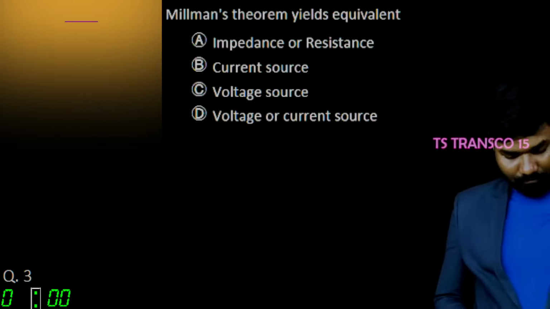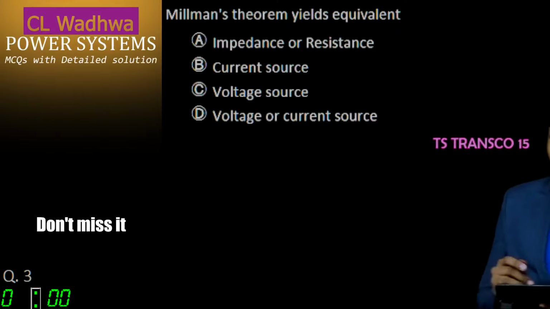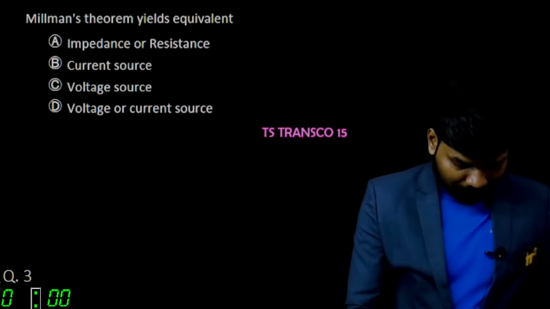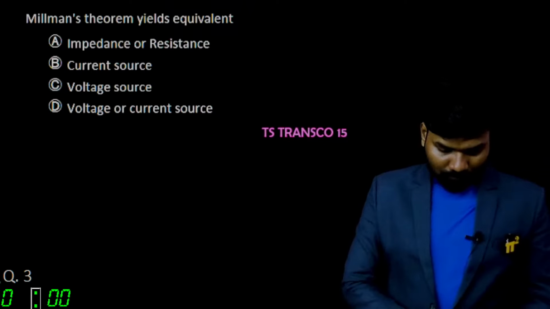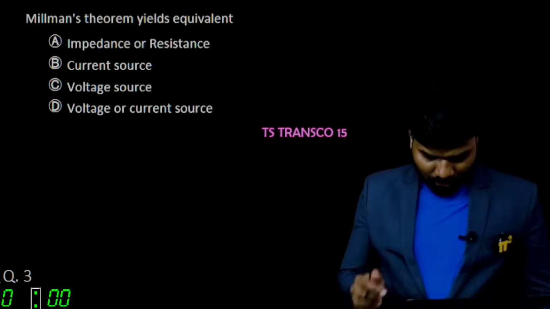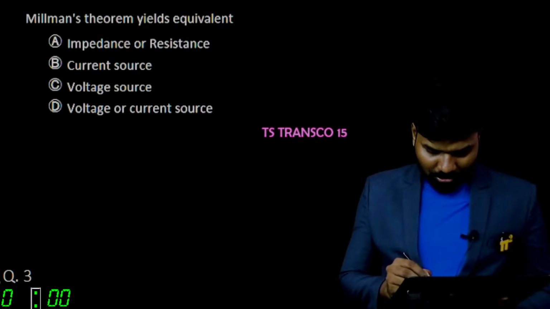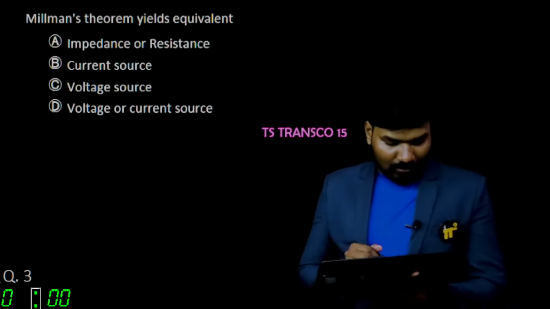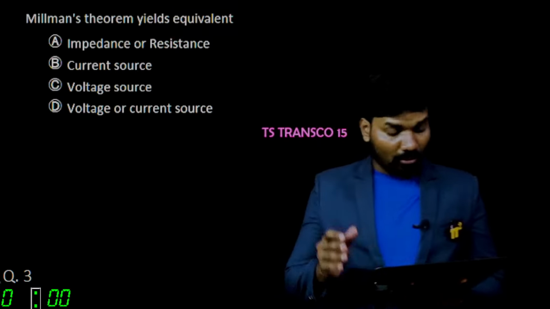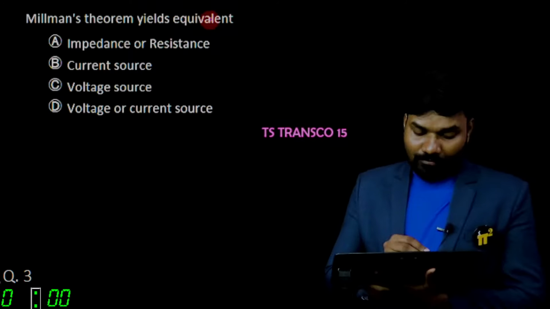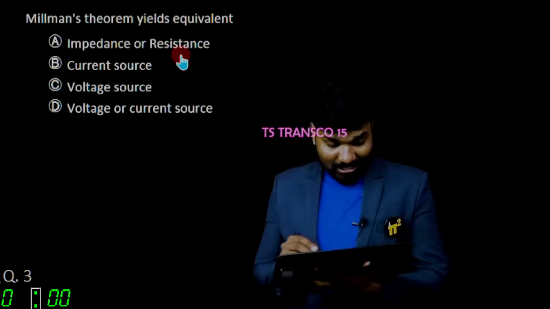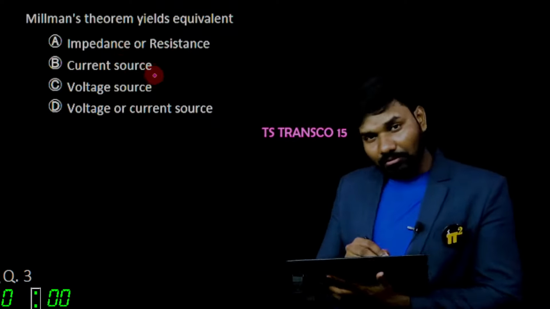Okay, time's up. Let's see what you got. I think there is a glitch over here on the screen. Yeah. Millman's theorem yields equivalent what? Millman's theorem, is it impedance or resistance? Most of the people are saying D. Yes, very good. Current source.